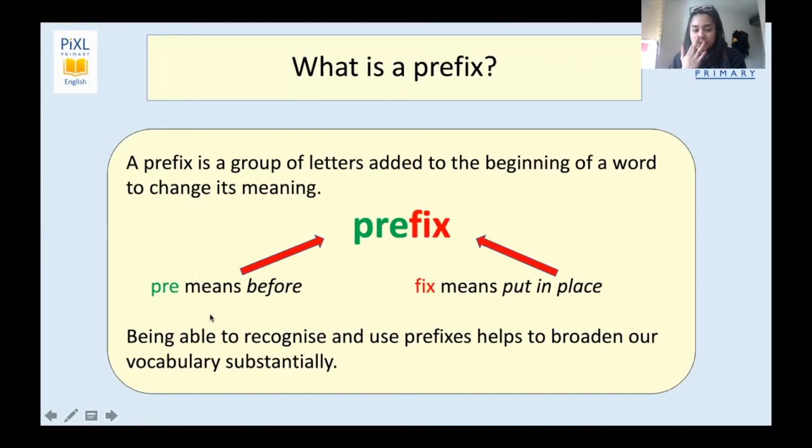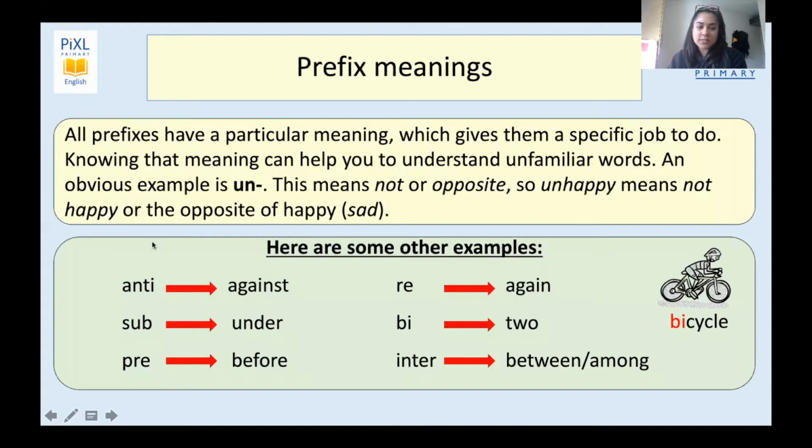So being able to recognise and use prefixes helps to broaden our vocabulary substantially, so by a lot. All prefixes have a particular meaning, which gives them a specific job to do. Knowing that meaning can help you to understand unfamiliar words. An obvious example is un. This means not or opposite. So unhappy means not happy, or the opposite of happy, which is sad.